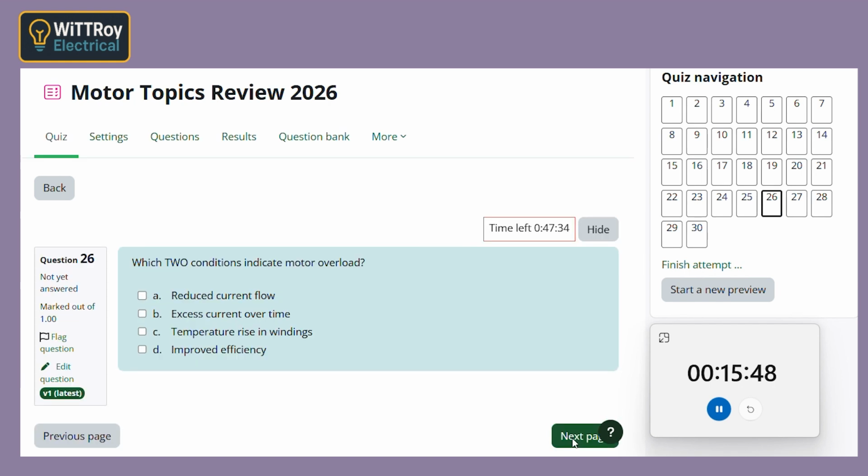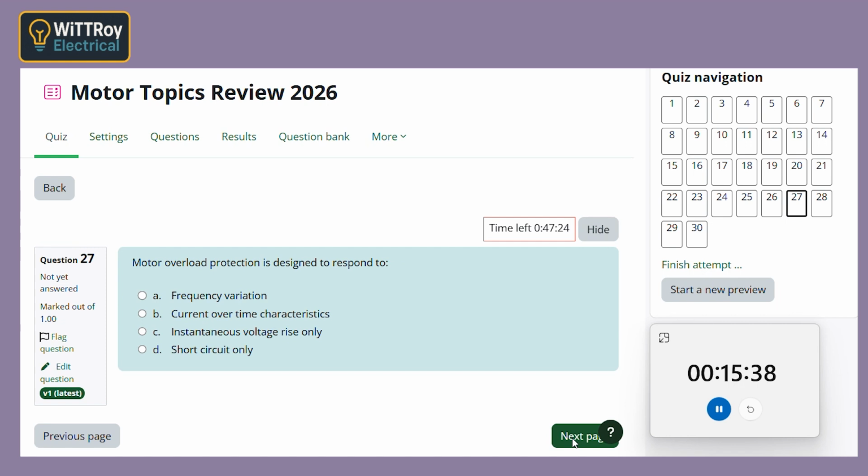Question 26. Which two conditions indicate motor overload? Excess current over time and temperature rise in windings. Yes, that's the key overload pattern. Too much current for too long produces excess heat in the windings. So heat is really the damage result and current is the cause. Exactly. That's why overload protection is often thermal in nature. Reduced current flow is wrong and improved efficiency is wrong because overload generally makes operation worse, not better.